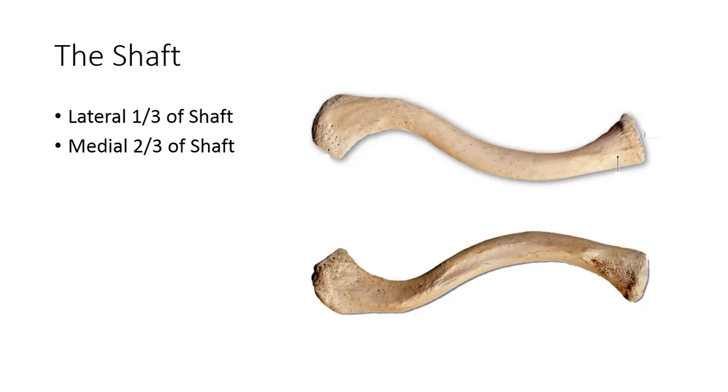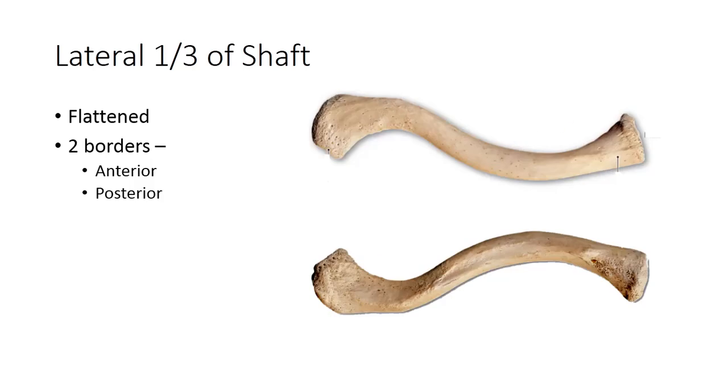Now the shaft is divided into two parts: the lateral 1/3 part of the shaft and the medial 2/3 part of the shaft. This division is based on the curvature. Medially there is a larger curvature than the lateral one. So this is the superior view and inferior view of the clavicle, and this is the division. The larger part is the medial 2/3 and the smaller part is the lateral 1/3.